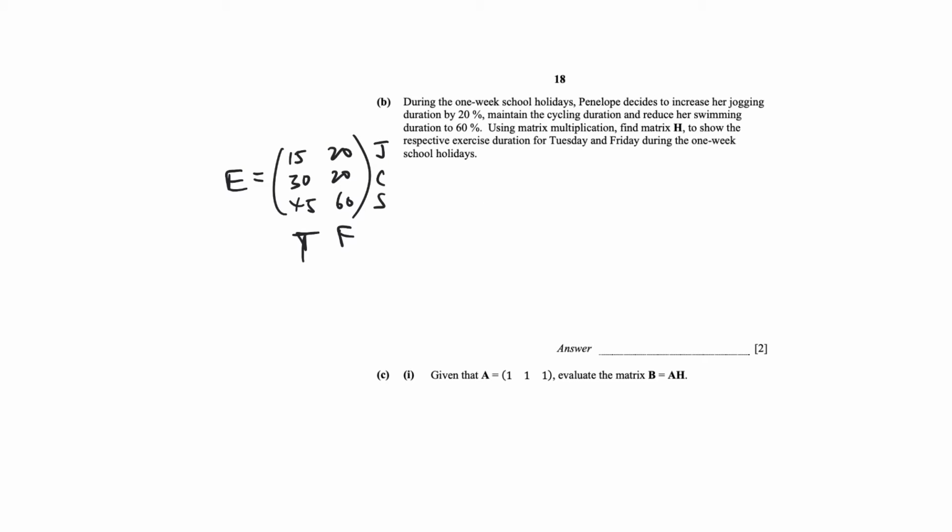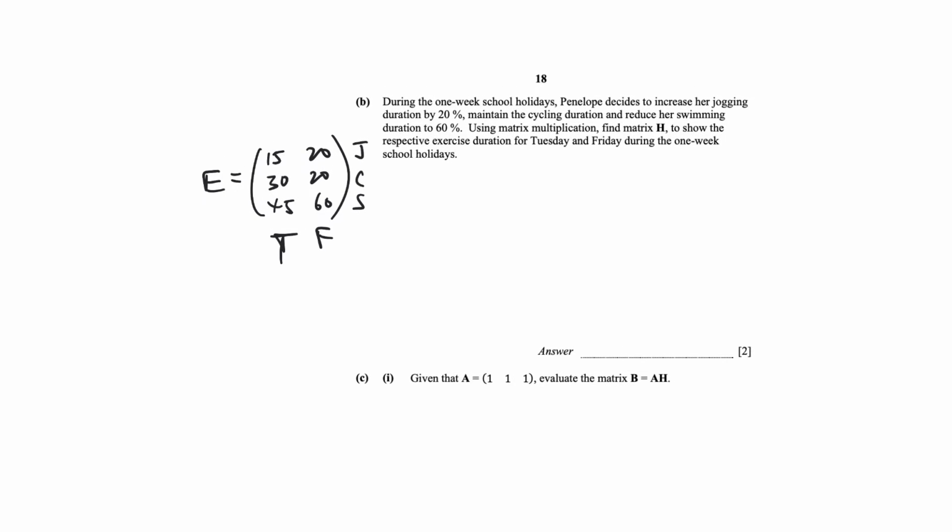Part B. During the 1-week school holidays, Penelope decides to increase her jogging duration by 20%. Maintain cycling duration and reduce her swimming duration down to 60%. So they want you to use matrix multiplication. Find matrix H to show the respective exercise duration for Tuesday and Friday during the 1-week school holidays. And so basically, H is how much they're going to reduce it by.